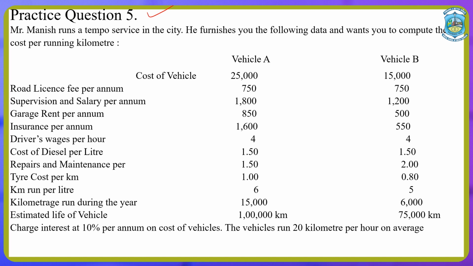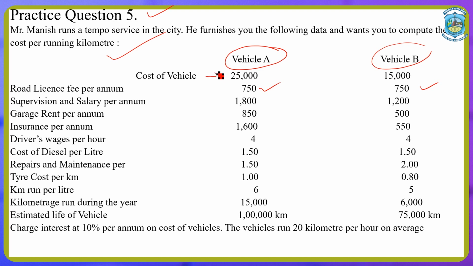Mr. Manish runs a tempo service in a city. He furnishes you the following data and wants to compute the cost per running kilometer. Here they are running 2 vehicles, vehicle A and vehicle B. Road and license fees is 750 for vehicle A, 750 for vehicle B.